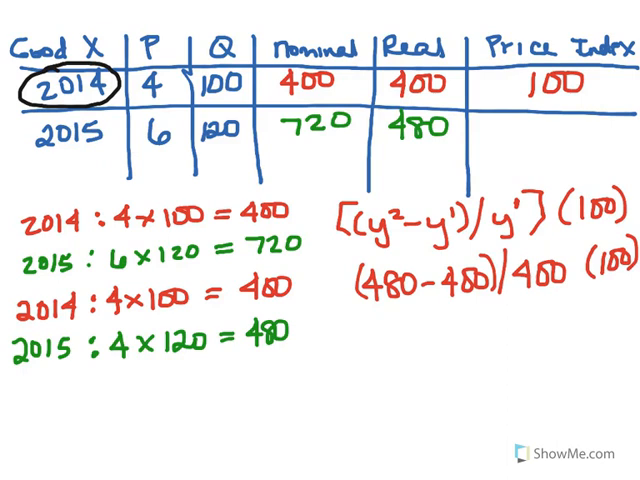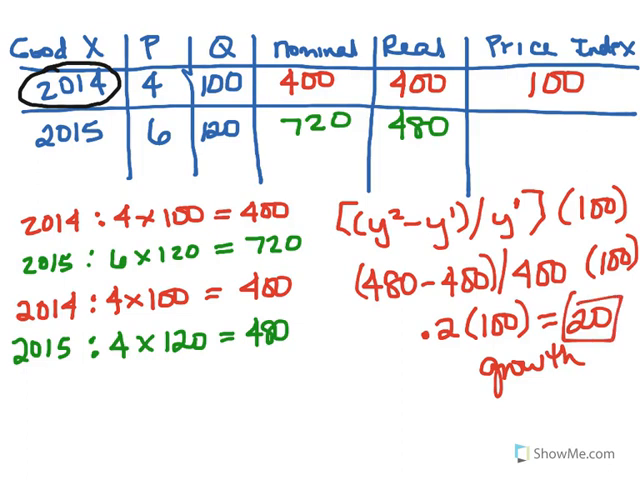And so the number that we come up with, 480 minus 400 divided by 400, is 0.2 or 20%, because we multiply that by 100, and then we come up with 20 and express it in percentage terms. So the growth rate was 20%. The economy grew by 20% between the years 2014 and 2015. So again, this was our growth rate.